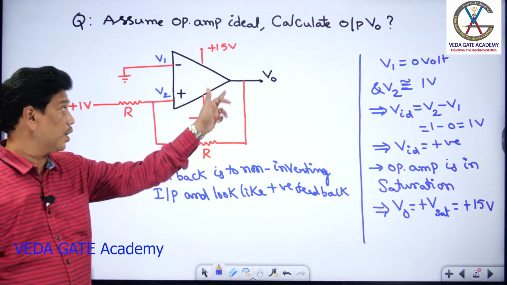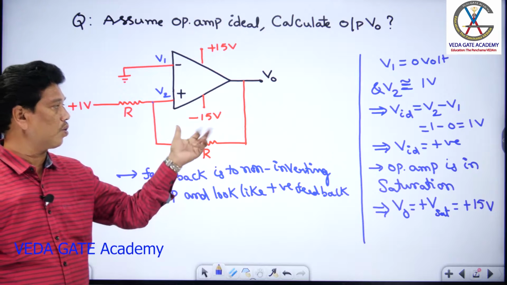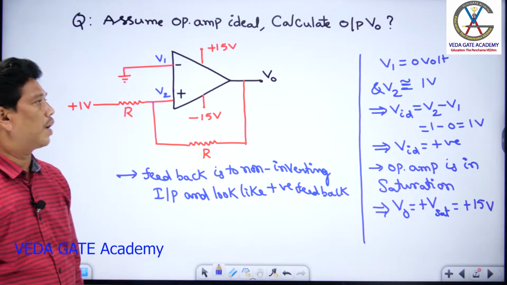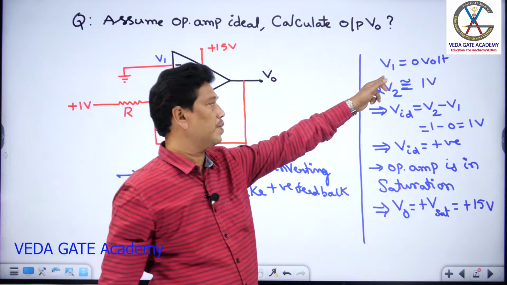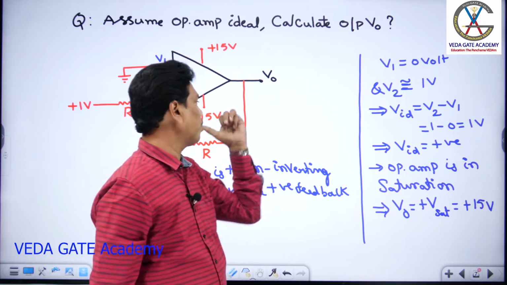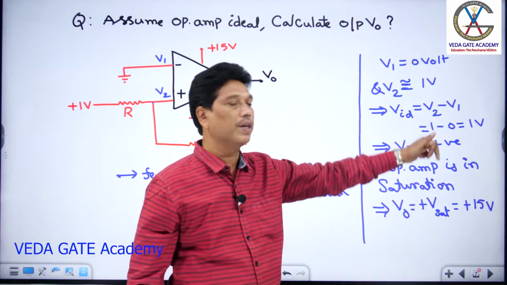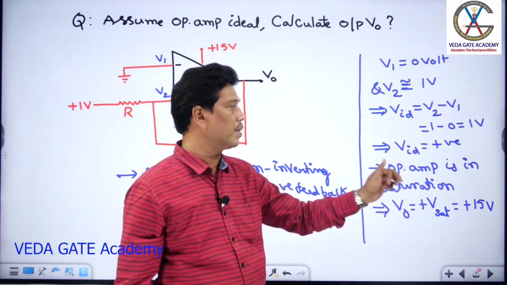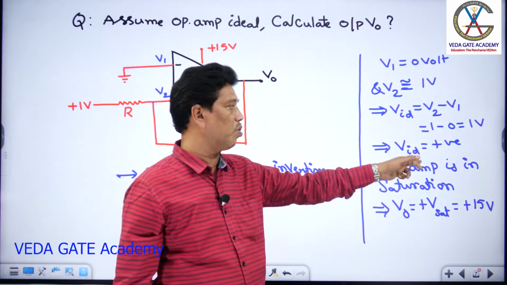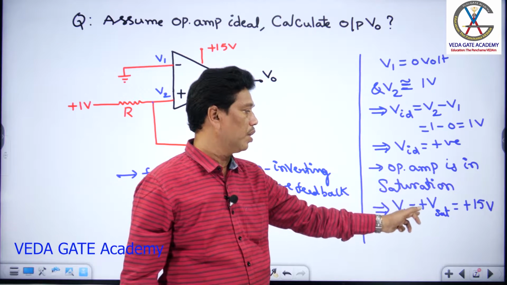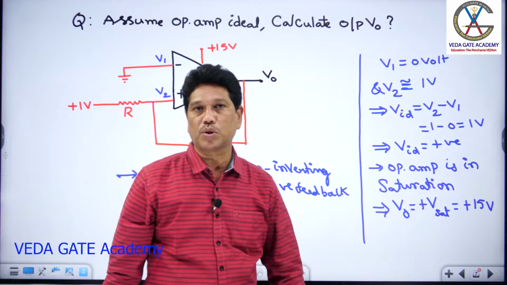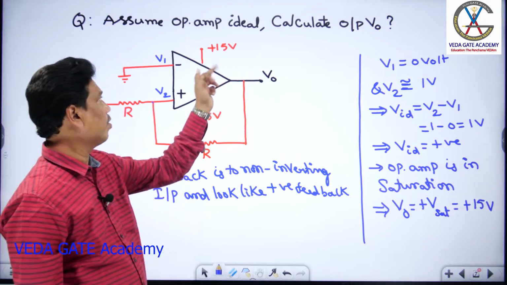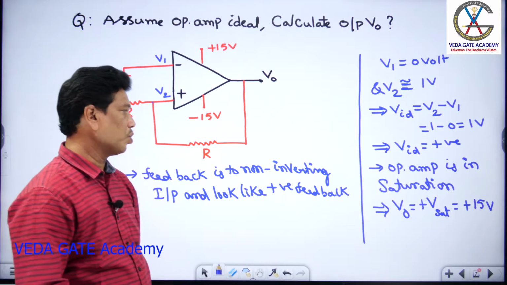So here the feedback is given to the non-inverting node, so it looks like positive feedback. So the op-amp has a chance to operate in saturation mode, that I can confirm using this case. V1 is 0 and V2 is close to 1 volt, then VAD equals 1 volt, which already crosses the scale of plus or minus VT, and VAD is positive, so the op-amp is in saturation mode, and the output is clamped at positive saturation, which equals plus 15 volt. So here the output V0 equals plus 15 volt. So check out the next question.